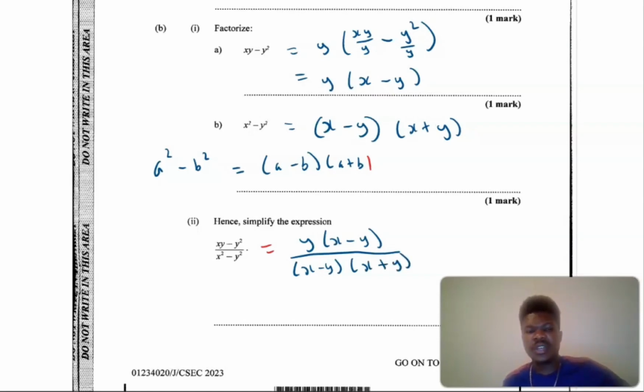So now to simplify, since there's a product in our numerator and there's also a product in our denominator, we can cancel common factors. In this case, x minus y is a common factor. So our final answer is going to be y divided by x plus y. Let me write it a little better. Let's be y over x plus y. There we go.